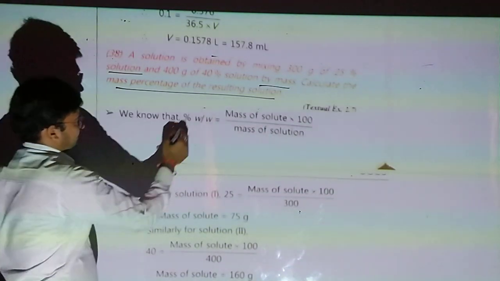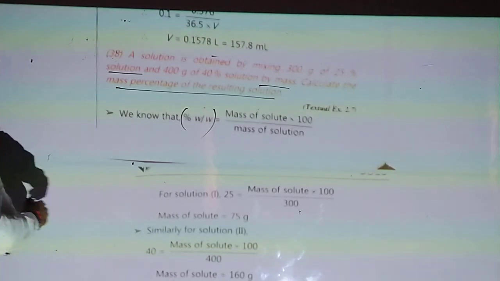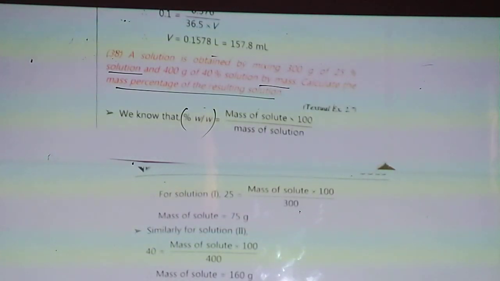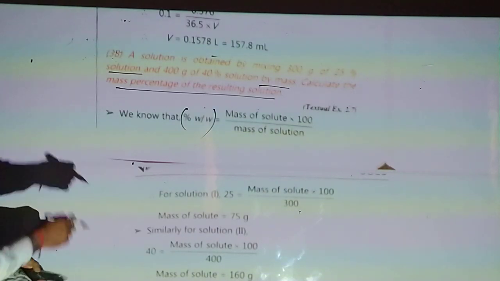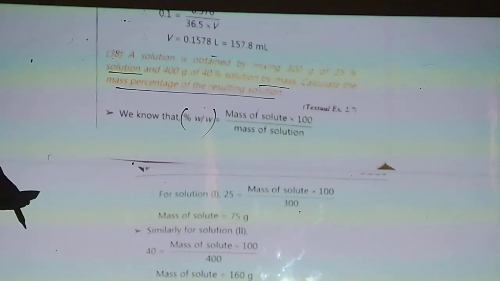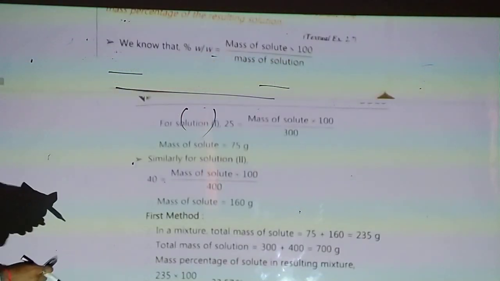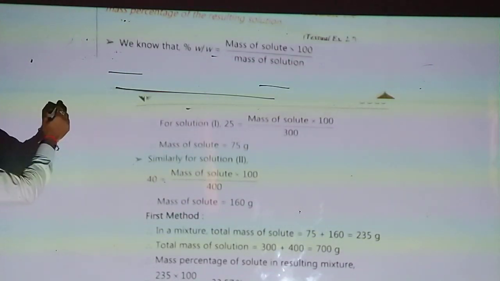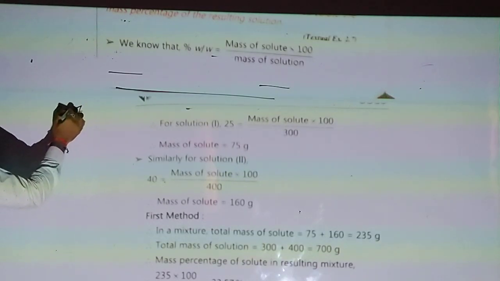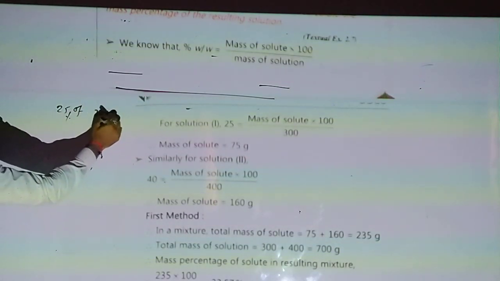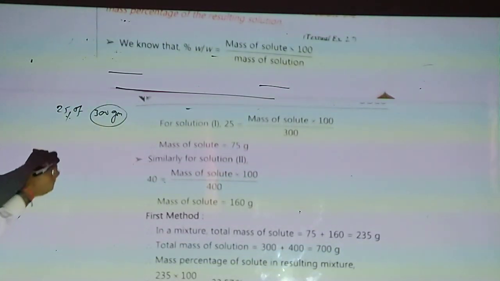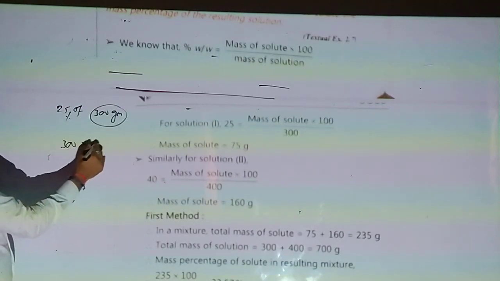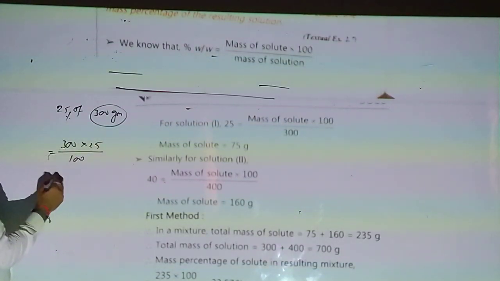We know that percentage weight by weight means mass of solute upon mass of solution into 100. For solution 1, 25%. How can we define 25? 25% of 300 gram. The 300 gram multiply by 25 divide by 100.